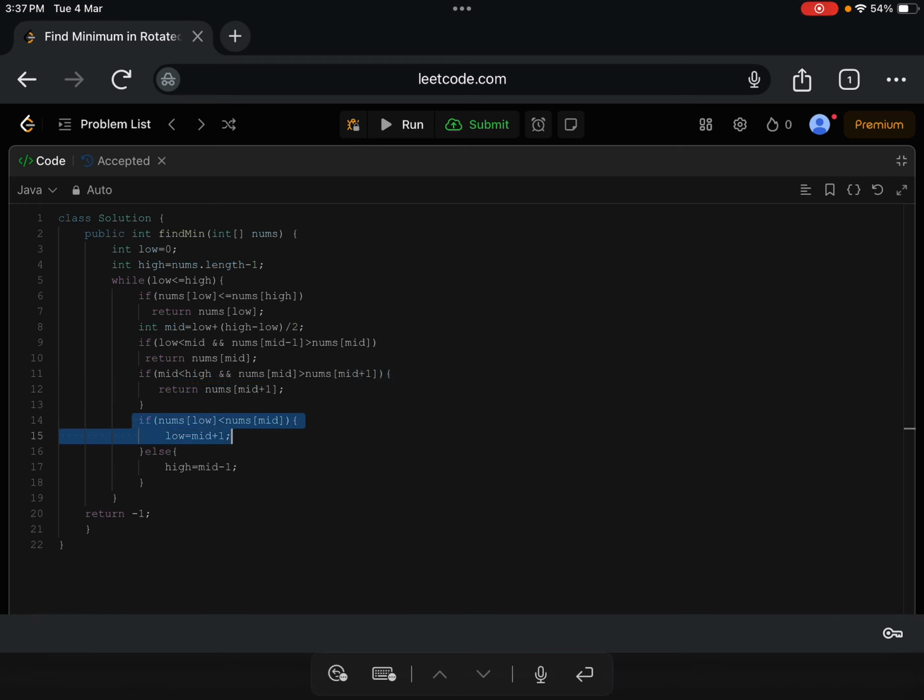Otherwise we move. If the element at low is lesser than mid, then we move low to mid plus 1, else high will be mid minus 1. And for the not found scenario, we return minus 1.